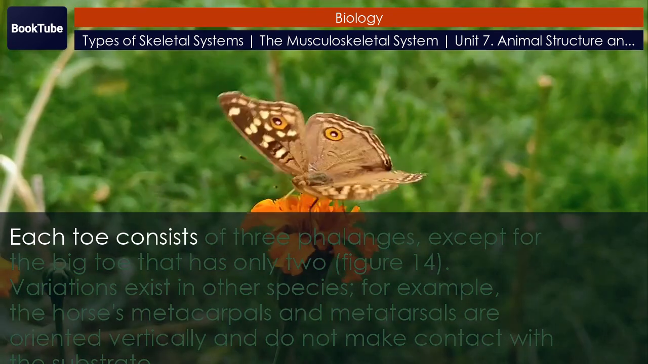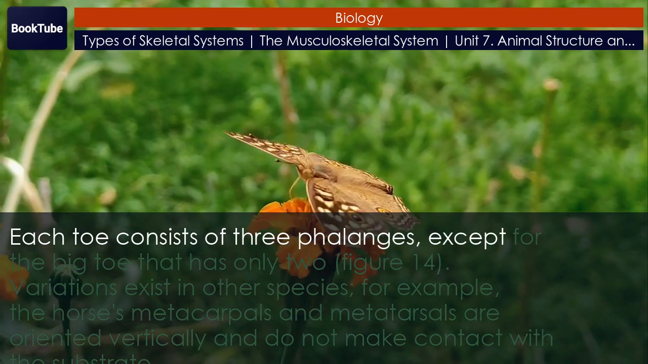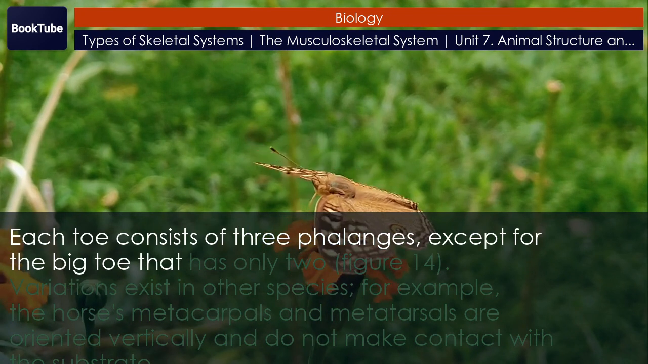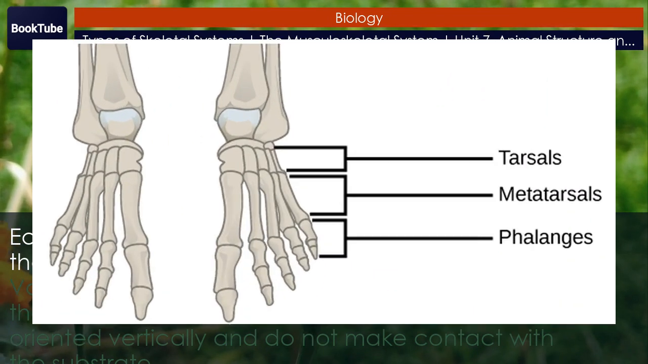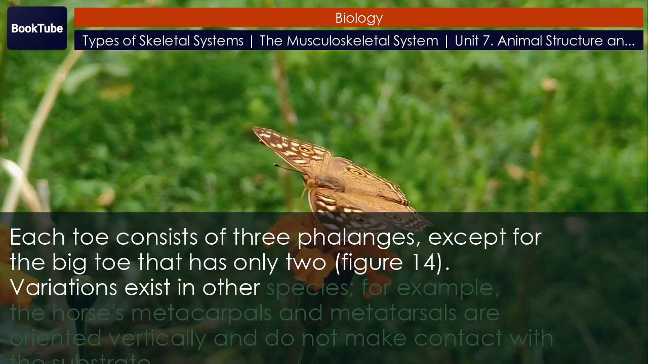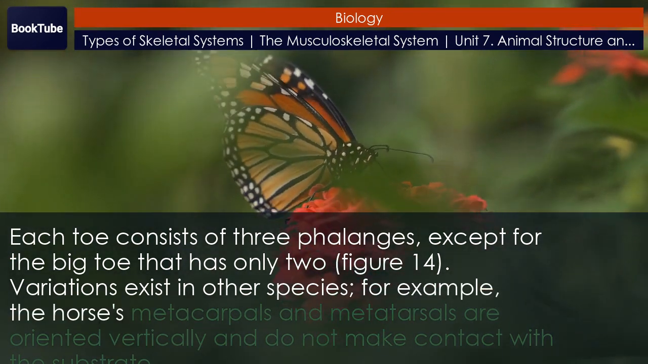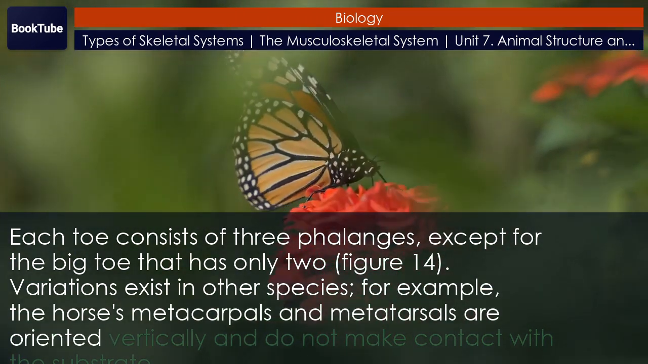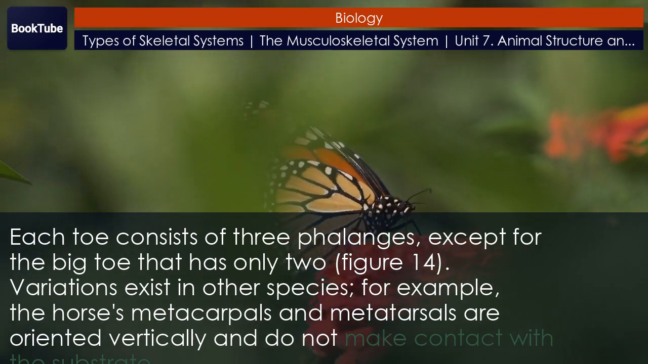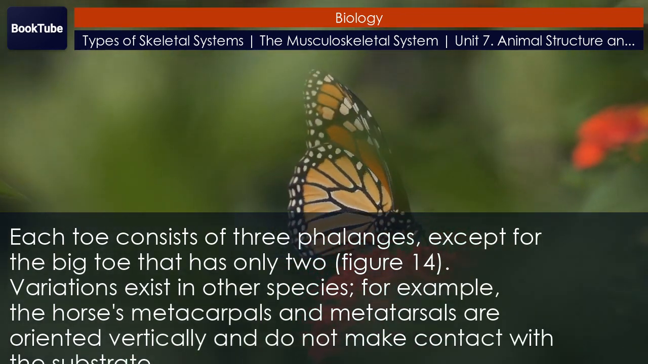Each toe consists of 3 phalanges, except for the big toe that has only 2. Figure 14. Variations exist in other species. For example, the horse's metacarpals and metatarsals are oriented vertically and do not make contact with the substrate.